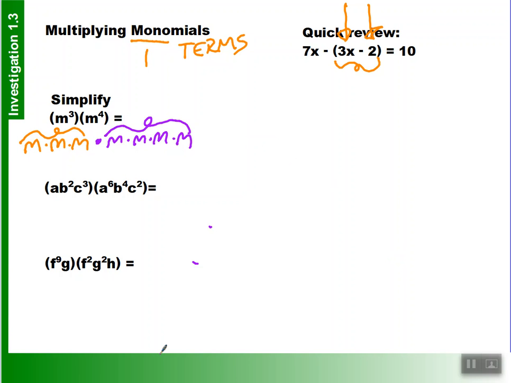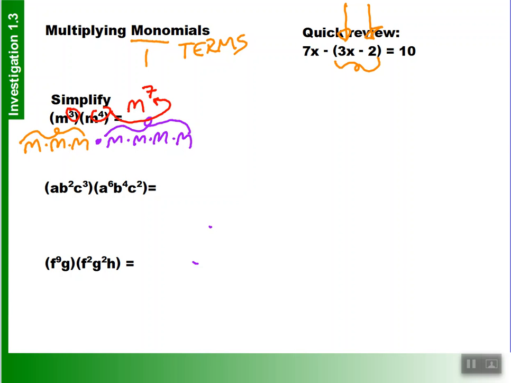All right, so if I have m times m times m times m times m times m times m, how many m's are we multiplying together? Seven. So this is equal to m to the 7th power, because 7th power means you're multiplying the same thing 7 times together. So the big takeaway from this is, what did we do with 3 and what did we do with 4 that resulted in the 7? We added them. We added 3 plus 4 to get 7.